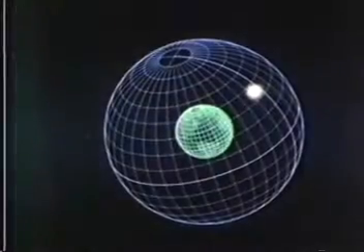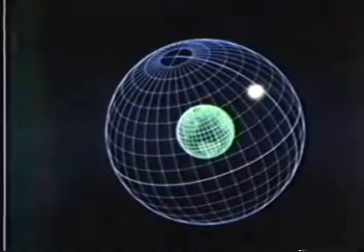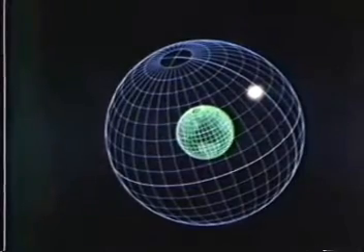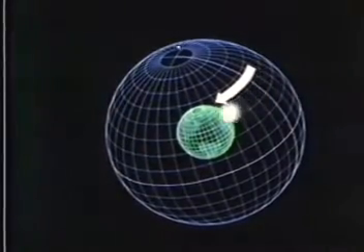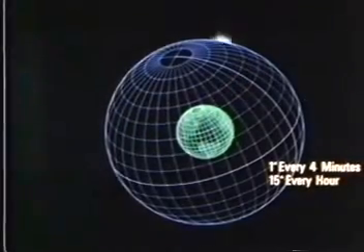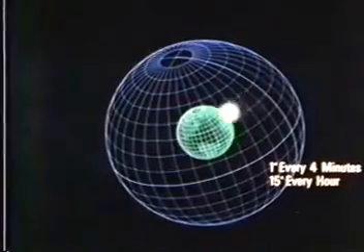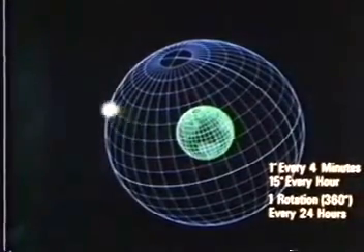Now at this point, we must introduce the concept of apparent motion between the terrestrial and celestial spheres. Using ancient man's concept that the Earth is stationary, we imagine the celestial bodies on the celestial sphere to rotate from east to west. The rate of motion is 1 degree of arc every 4 minutes, or 15 degrees every hour, or 360 degrees every 24 hours.